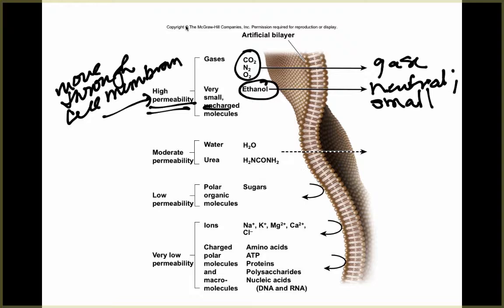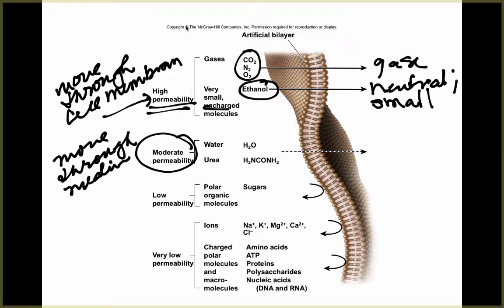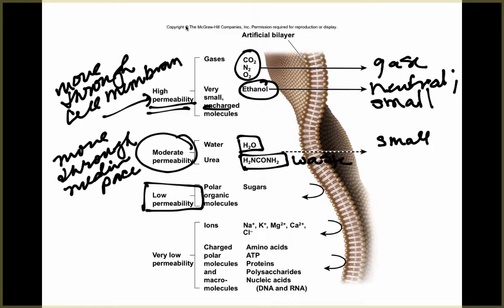Here, we have what's considered moderate permeability. So, they move through it, right? But it's at a medium pace, right? So you have molecules like water that is polar, but because it's small enough, it can move through. And the same idea is with the waste product urea. Now, these guys have low permeability, which means they move, but super slowly. So these are the ideas.